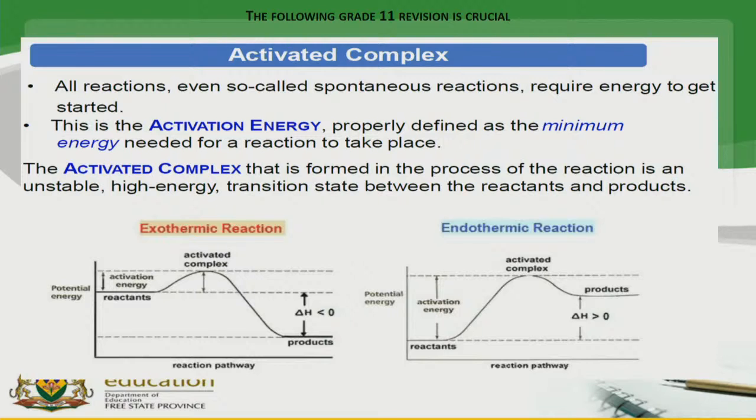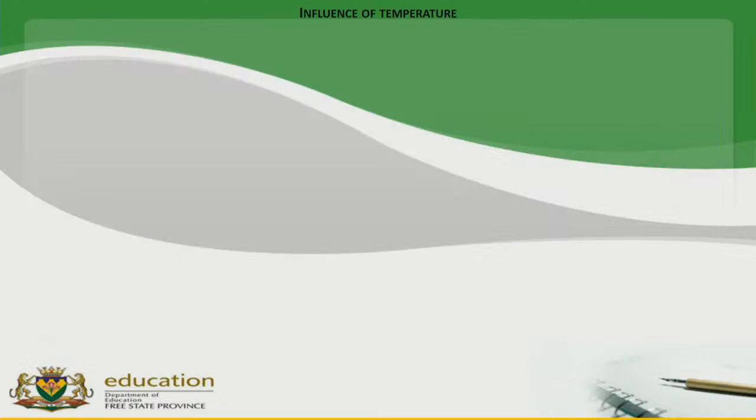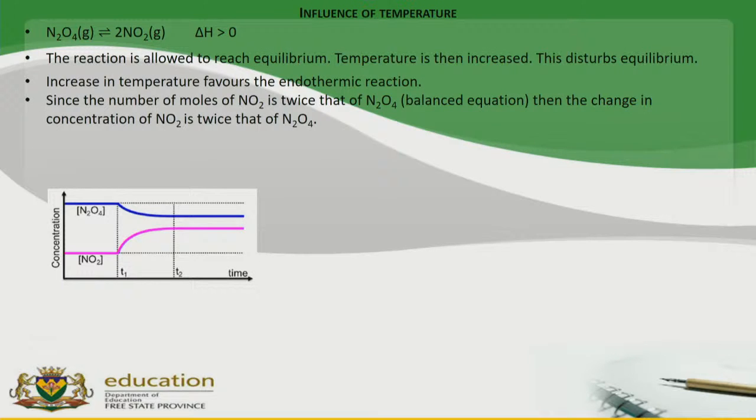Now, use this background when you explain the influence of temperature, whether it is with the graphs or with Le Chatelier's principle. Now, say for instance we have an equation that is given: N2O4 reacts to form NO2 and then can go back to N2O4. Now, delta H is greater than 0. Remember the one that is written there, it means it is for the forward reaction. It means the forward reaction is endothermic. That automatically means the reverse reaction is exothermic.